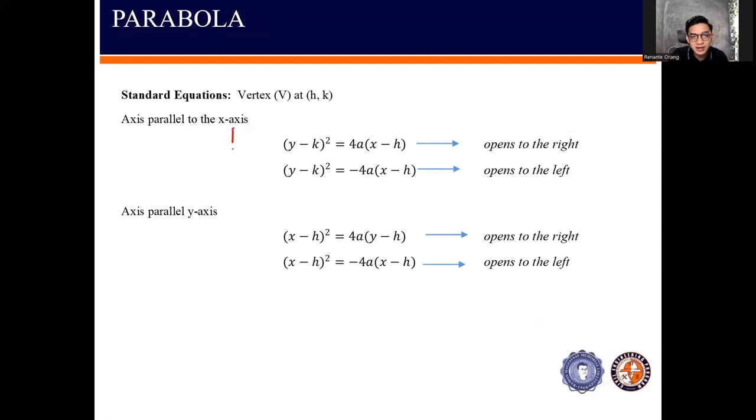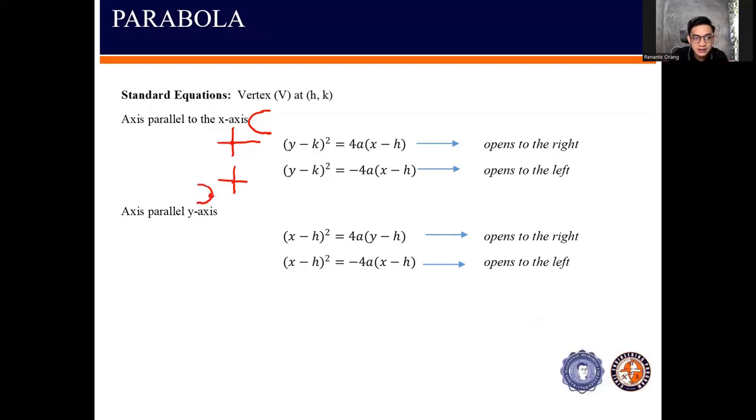So we are expecting na yung drawing natin is, even though na yung ating parabola is wala sa center, or origin yung ating vertex, but for example nandito, it always opens to the right. So for example, here we have y minus k squared is equivalent to negative 4a times x minus h. We are expecting sa drawing natin sa parabola na opens to the left. So for example, nandito yung ating h and k.